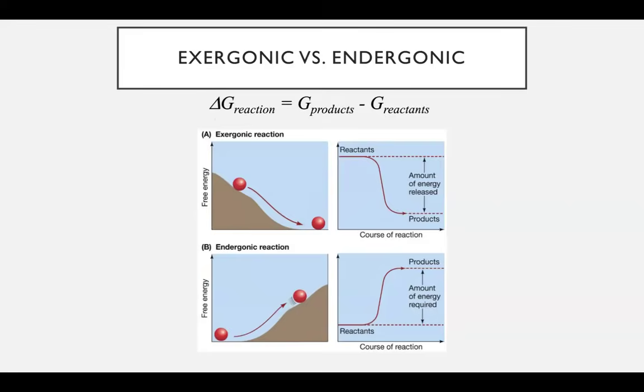And endergonic, your products have higher energy. Because your products have higher energy, your delta G will be positive and they consume energy. So endergonic reactions consume energy and it is non-spontaneous. Input is required so that the reaction can work.